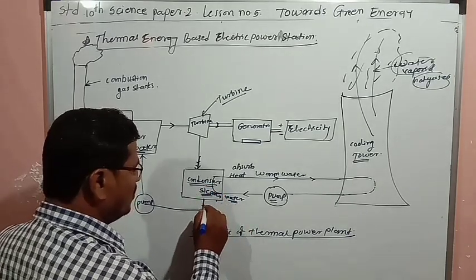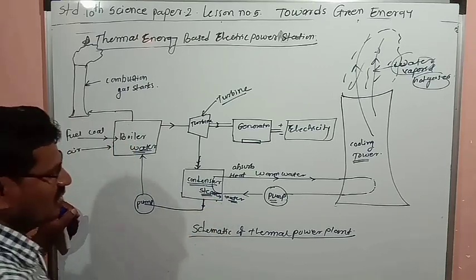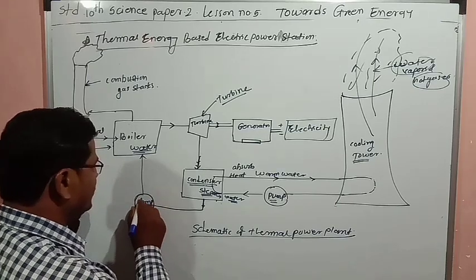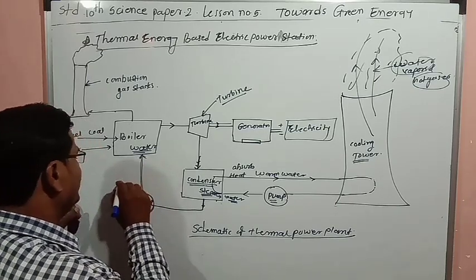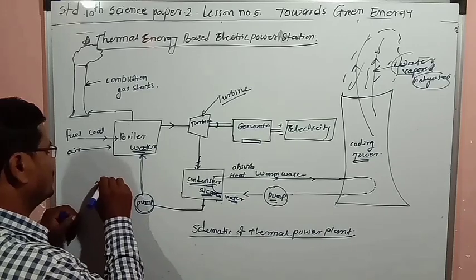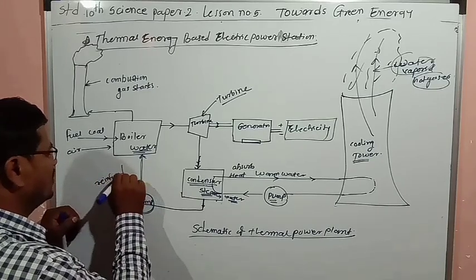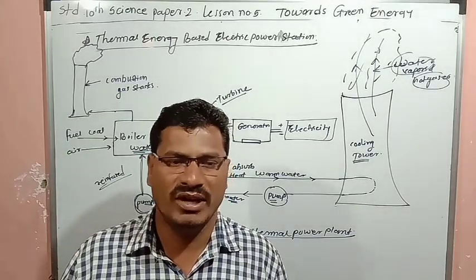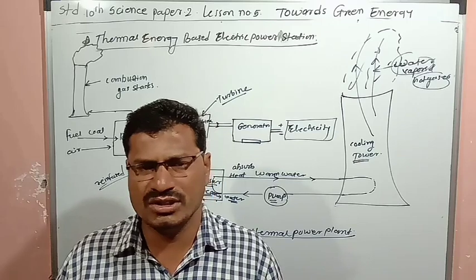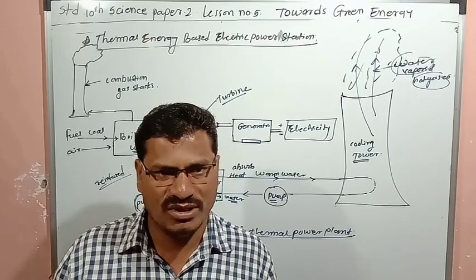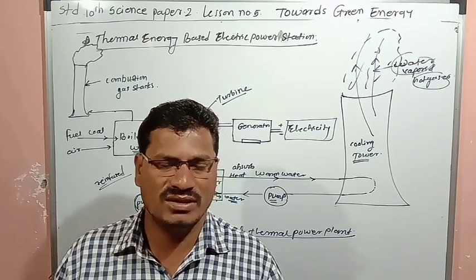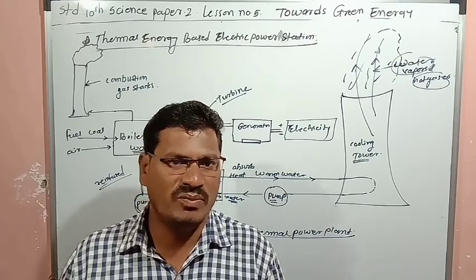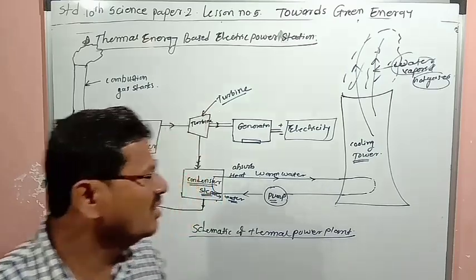Here in the condenser, steam is converted into water. That water is again, with the help of the pump, taken into the boiler and re-infused into the boiler. In this way, in the thermal power plant, water is converted into steam, the steam turbine is used, and then a generator produces electricity. In this way the thermal power plant works, and coal is the fuel.